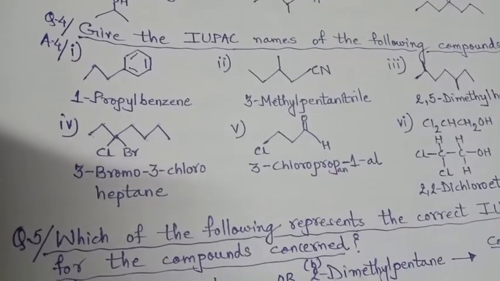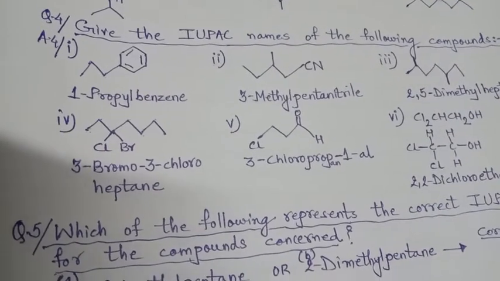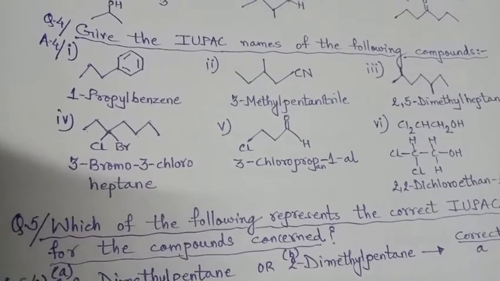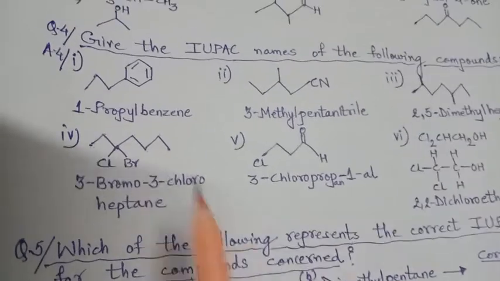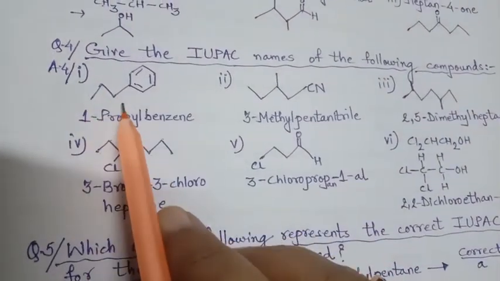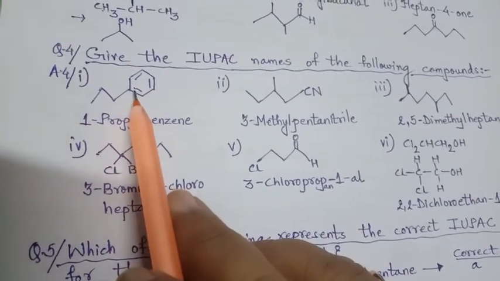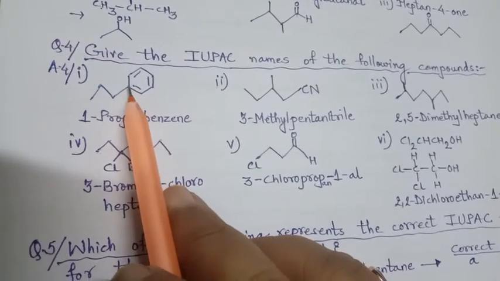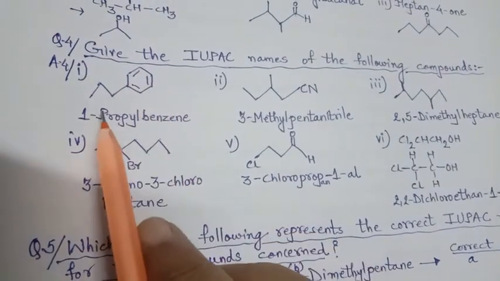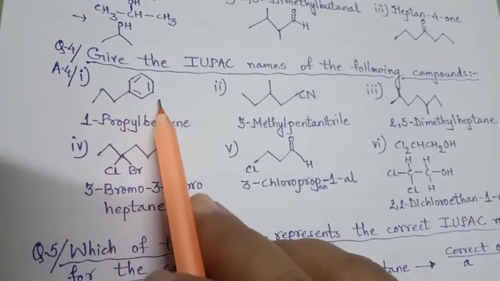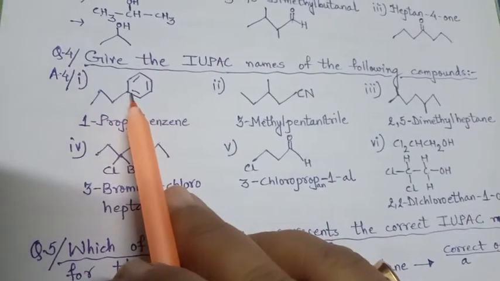The next question is give the IUPAC names of the following compounds. So here you are given compounds in a bond line as well as condensed form, and you are supposed to give the IUPAC name. Now see here 1, 2, 3 carbon, it is attached to a benzene ring, and benzene is also 1, 2, 3, 4, 5, 6 carbon. This is an aromatic ring and this is an aliphatic chain, right?